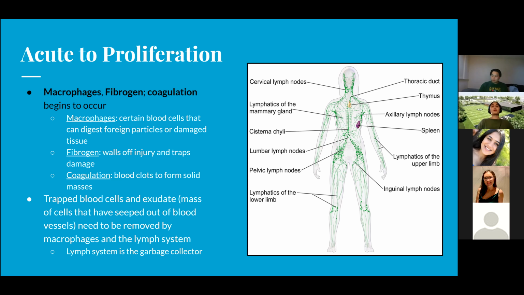Additionally, another thing about this transition period is that you have a lot of trapped blood cells and exudate in that location. Exudate basically just means cells that have escaped the blood vessels. And those need to be removed, right? We can't have dead tissue lying around in an area. We need to be able to clean that up. And so this is where the lymph system comes in. The lymph system is basically a garbage collector, and I'm going to talk very, very briefly about how to promote the lymph system to pick up that garbage. But yes, so there's that transition phase.